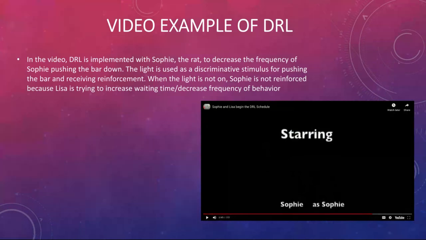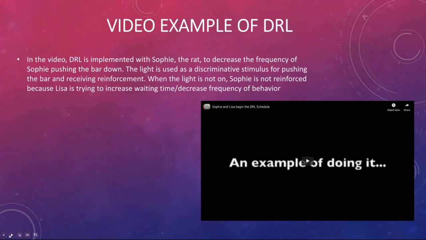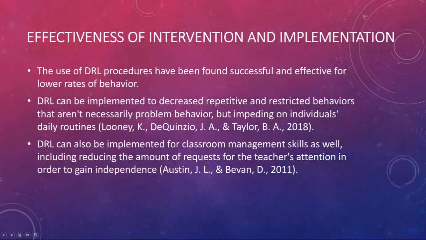All right, next we're going to talk about the effectiveness of the intervention and implementation of DRL. It's been found to be very successful and effective for lower rates of behavior. DRL can be implemented to decrease repetitive and restricted behaviors that aren't necessarily problem behaviors, but impede on individuals' daily routines. So maybe that restrictive and repetitive behavior is just happening too frequently or for too long.